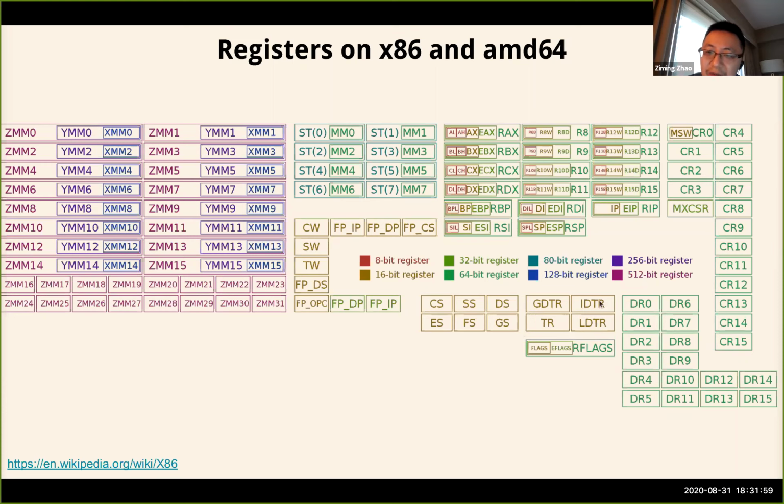Then we also have the global descriptor table register and the interrupt descriptor table register, I think. As you can see, those are also used by the OS to set up the system. Also, we have DR. D obviously is debug, so those are debug registers. If you are developing a debugger, that's probably what you need to use. And we have the flag registers: EFLAGS, and the 64-bit RFLAGS.